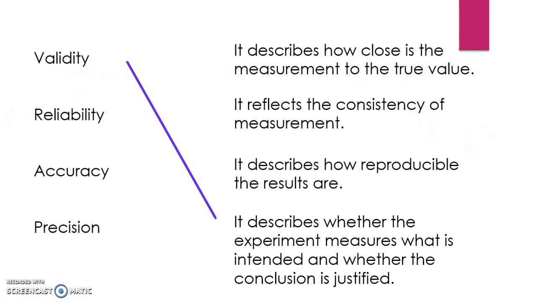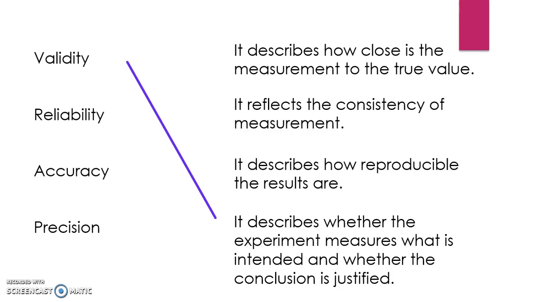Validity describes whether the experiment measures what it is intended to measure and whether the conclusion is justified. We often think that validity is something to comment on about the results, but actually it is an evaluation of your method. Is your dependent variable changing completely due to you changing the independent variable? Or are there some other variables that should be controlled but haven't been controlled, which are also affecting your dependent variable?